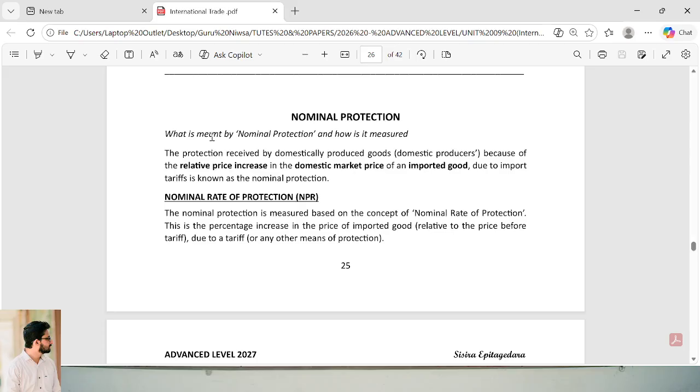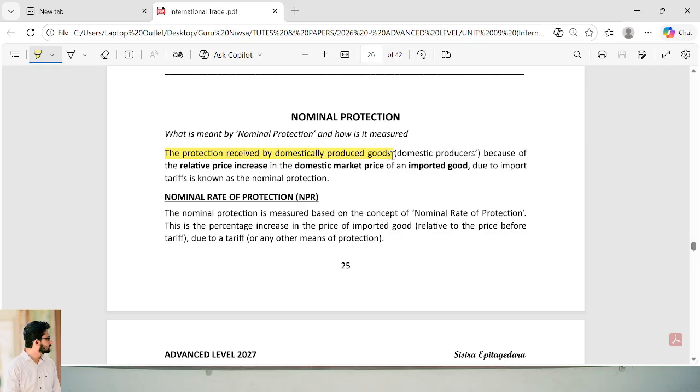Simple idea: nominal protection means that due to the tariff rate, the price of imported goods increases, and through that increase in price, a benefit is created for domestic producers. That is called nominal protection. Nothing to calculate here. Read it: the protection received by domestically produced goods. How do they receive this benefit?